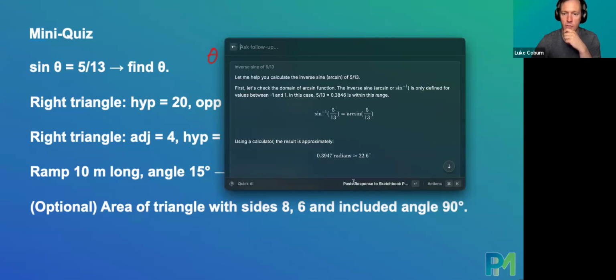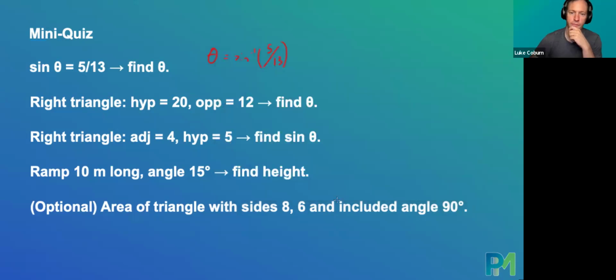So it's equal to 22.6 degrees. So inverse sine of 5/13 is 22.6 degrees.